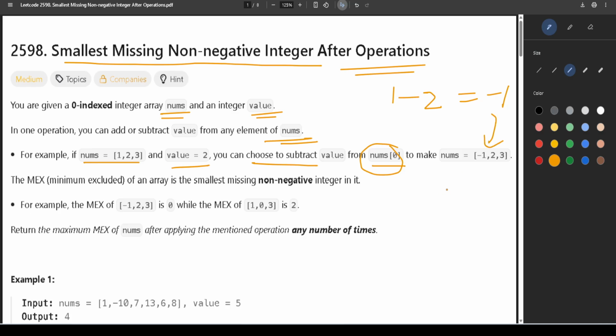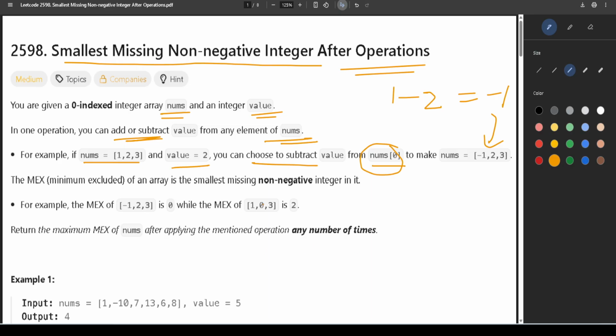You are subtracting the value from the given elements of the array. It can happen as many times as you want, you can do these operations to subtract and add, right? You can do both add and subtract.